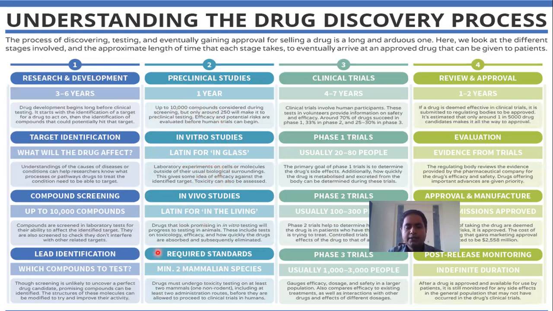Before going to the clinical trial, there is a required standard that a minimum of 2 mammalian species is used in the drug validation. So the drug must undergo toxicity testing on at least 2 mammals, one non-rodent and one rodent, including at least 2 administration routes before they allow it to proceed to the clinical trial in humans.